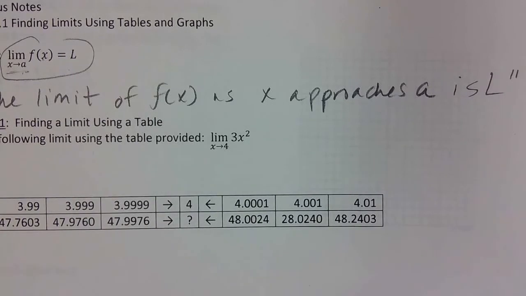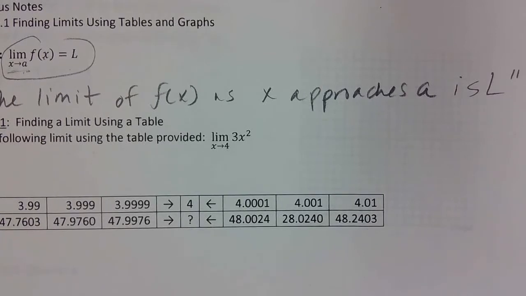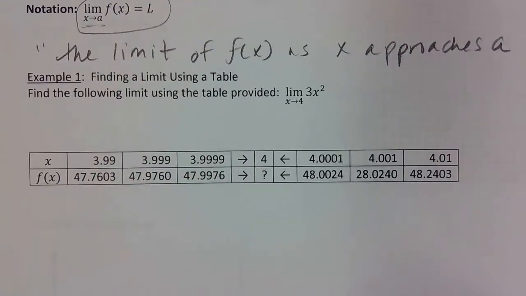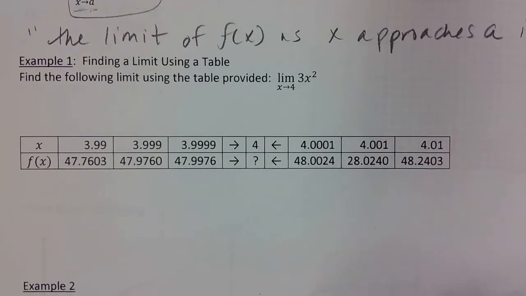And remember, a limit is like when I get really, really close to something. What is going on? It's one of our big ideas, I would say, behind calculus. We're always looking at what's happening at a point, and then area is the other thing that we're looking at, area under a curve. So for example 1, we just want to find a limit using a table.